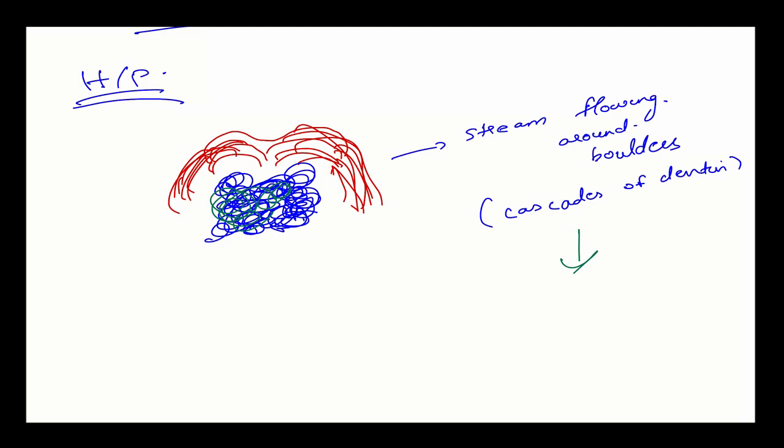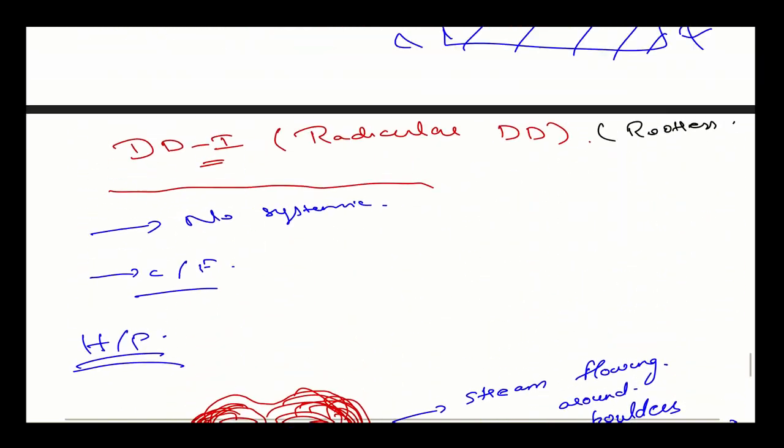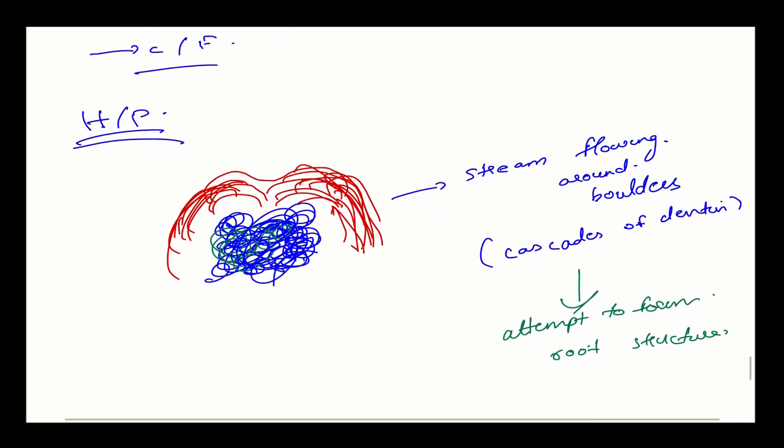It's just an attempt to form a root structure. It's nothing but an attempt to form the normal root structure, but it is not happening. As an attempt to form the root structure, the coronal will become normal, but the radicular will be disorganized. So this is the histopathology of dentine dysplasia type 1.